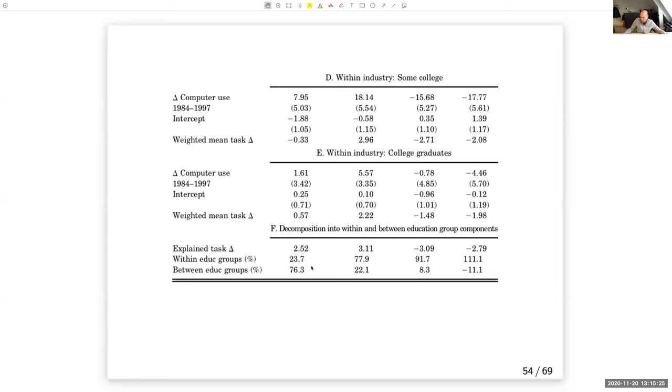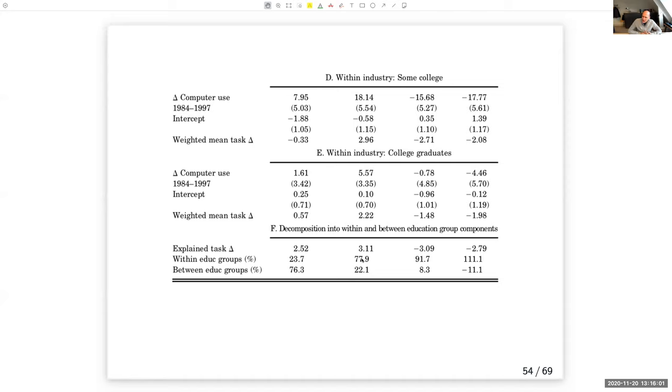You see that, for example, for non-routine interactive, the within component, and also for the routine measures, the within components are quantitatively very important. So it's really important what's happening within education groups, rather than task changes being driven by more skilled occupations becoming more important.